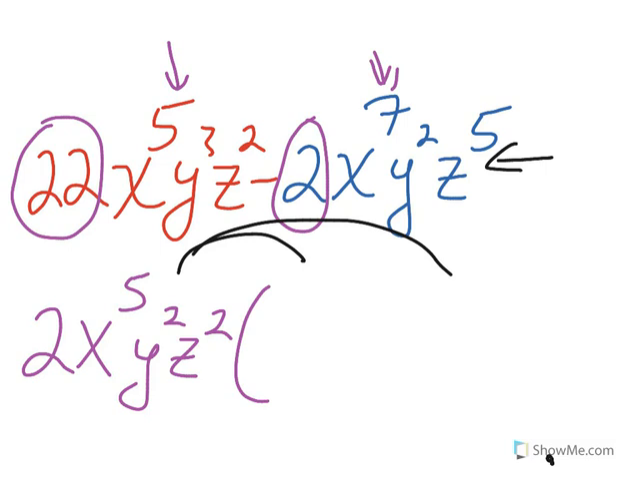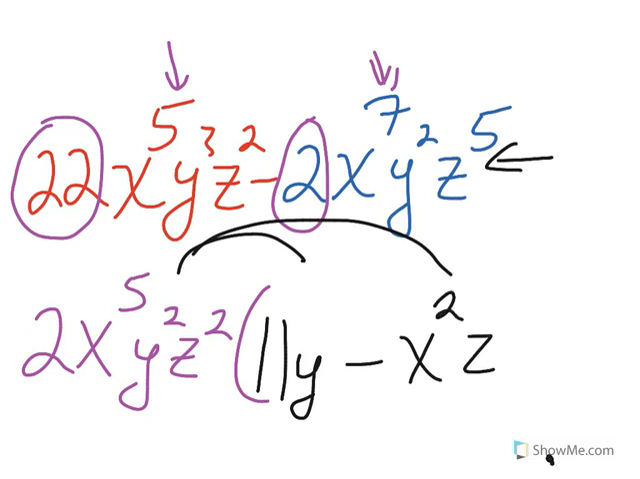So it's going to be 11y minus x squared z to the third. And so if I multiply that back across, I should get the exact same answer.